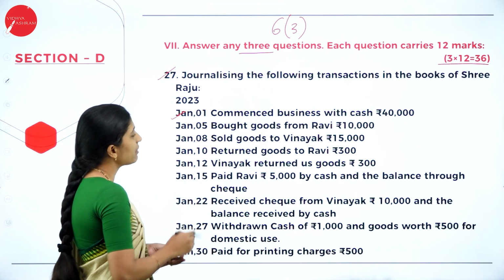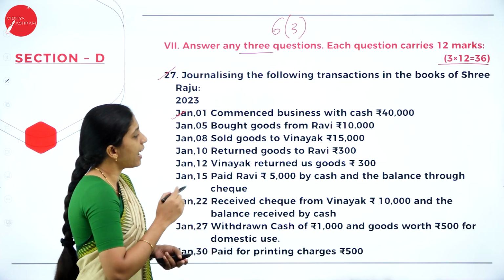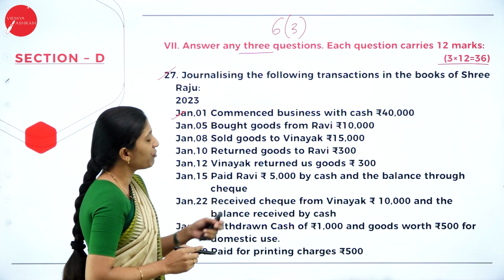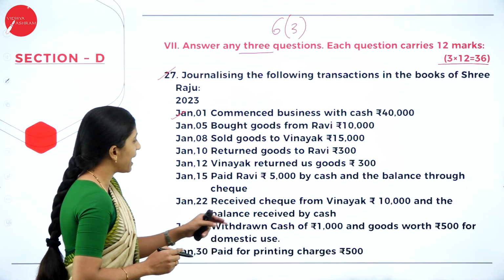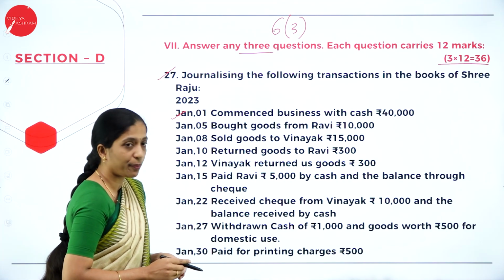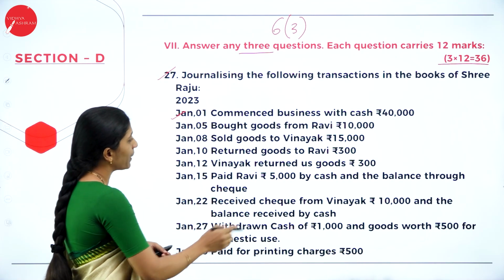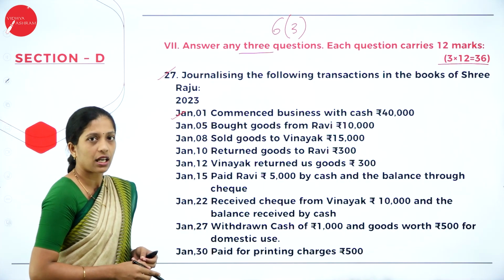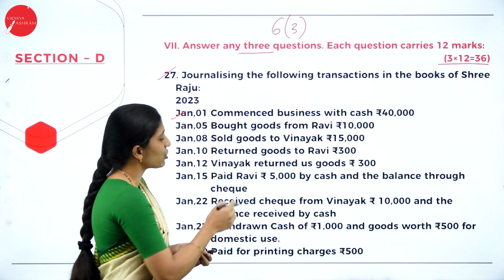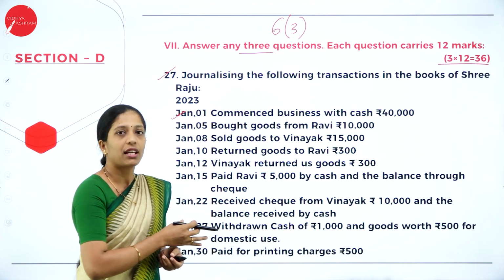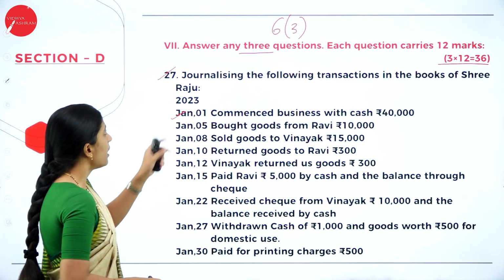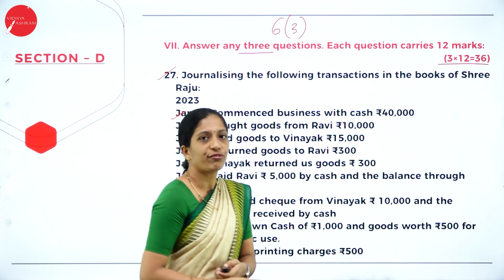January 15th, paid Ravi rupees 5,000 by cash and the balance through check. January 22nd, received check from Vinayak rupees 10,000 and the balance received by cash. January 27th, withdrawn cash of rupees 1,000 and goods worth rupees 500 for domestic use, which means drawings. Next, January 30th, paid for printing charges rupees 500. They have given us certain transactions where we have to record the journal entries. Now let us see the solution for this.